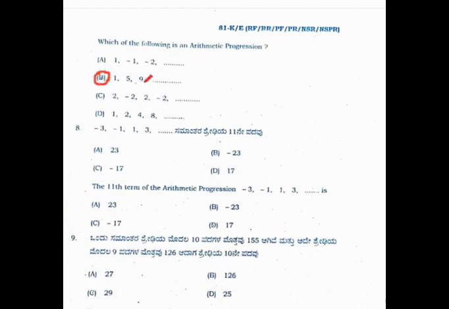Moving on to the seventh question, which of the following is an arithmetic progression? Correct option is B because the difference between any two terms is same. 5 minus 1 is 4, 9 minus 5 is 4. So correct option for seventh question is B.